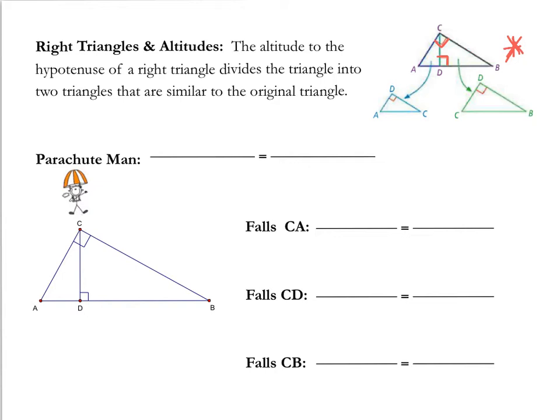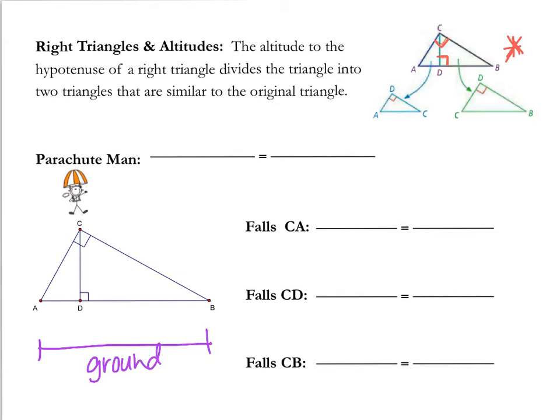So, Parachute Man, how this works is he's going to start at that big right angle. He always starts there. The hypotenuse ends up being the ground. For some of your problems, you're going to have to turn your paper a little bit to make sure that your hypotenuse ends up being the ground down here.